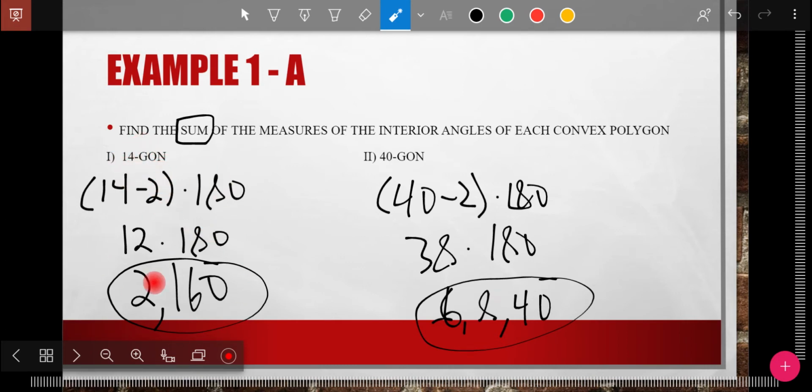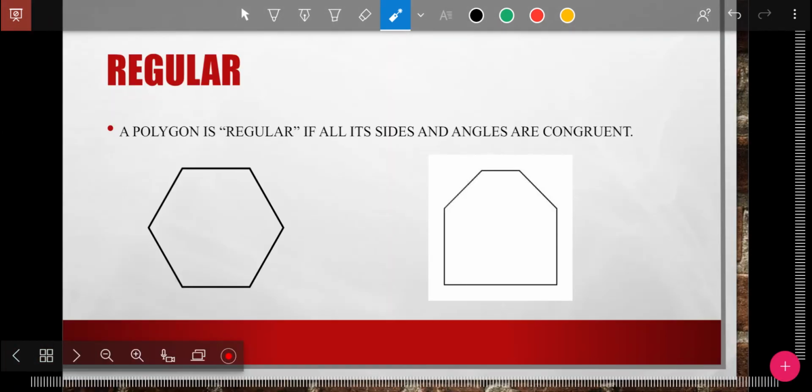It's total degrees. And so this is how we find total degrees. Before we talk about finding individual angles, there's a very important vocabulary word we're going to use for the rest of the year. And the word is regular. Regular means all sides and angles are congruent. And remember, if you're writing this out, this symbol right here is the symbol for congruent. So all sides and angles are congruent.